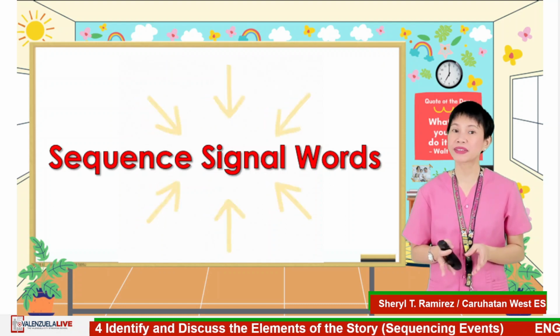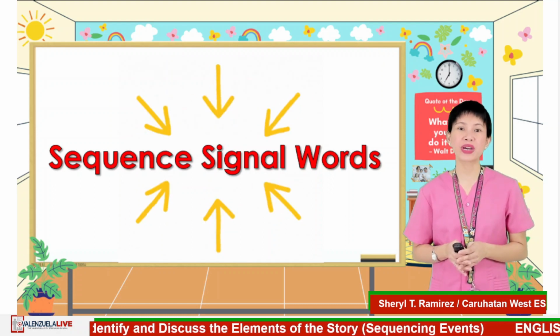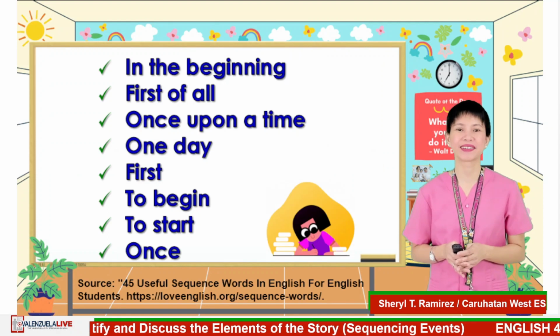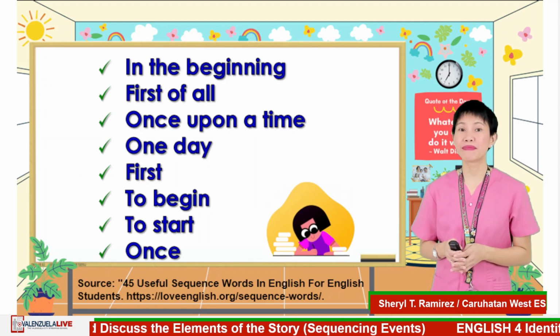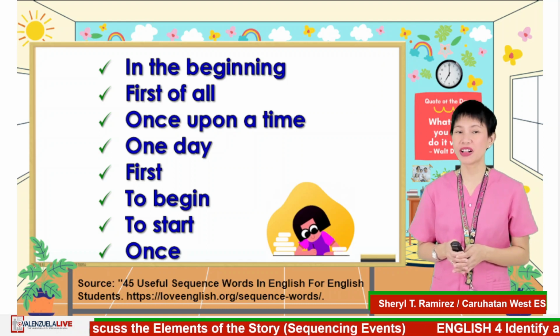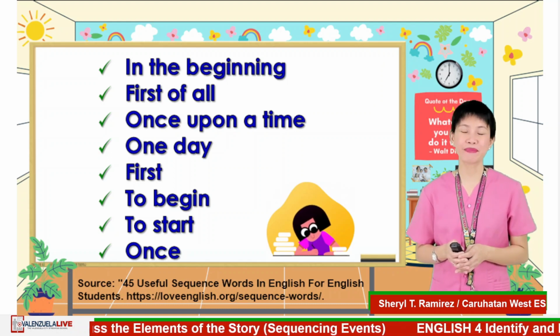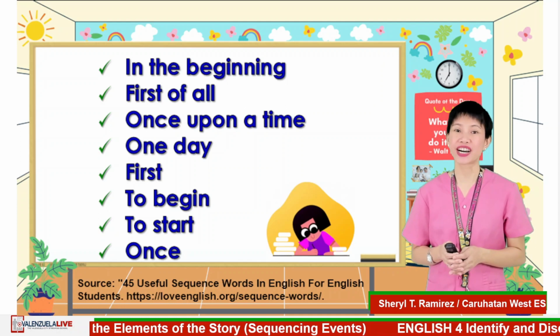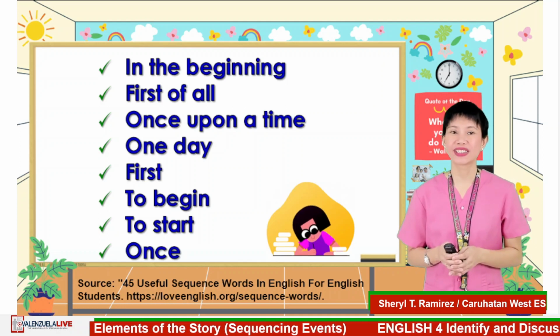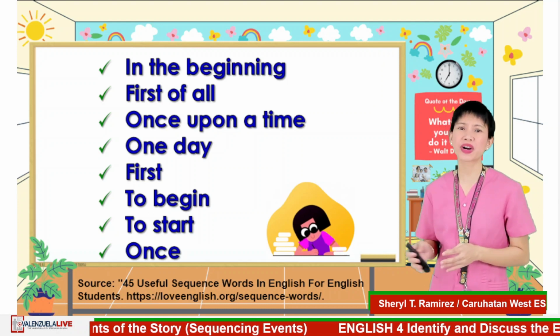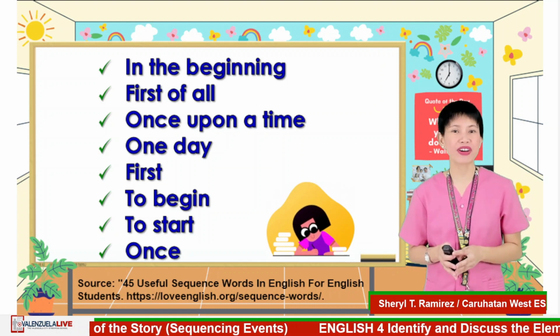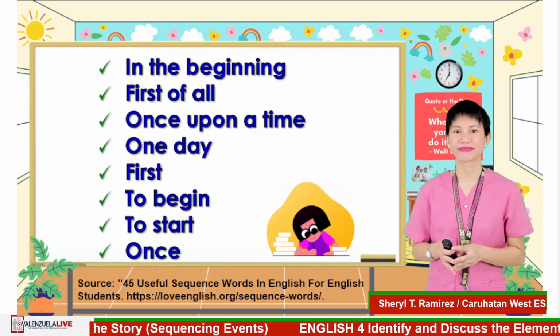These words help tell us the order in which events happened. Some of the examples are, in the beginning, first of all, once upon a time, one day, first, to begin, to start, and once. You often hear these words at the start of a paragraph or story.